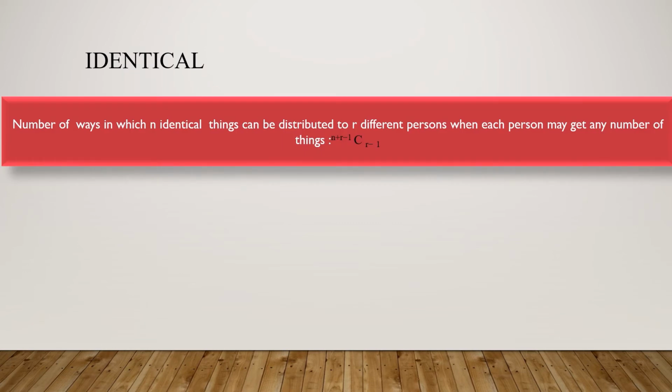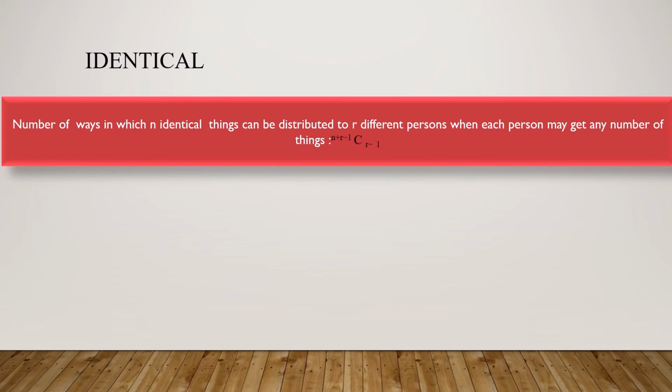The last two examples dealt with problems involving distinct objects. Now we'll see how to approach problems when the things are identical. The number of ways in which n identical things can be distributed to r different persons, when each person may get any number of things, meaning the person may get anywhere from 0 to n, is given by n plus r minus 1 C r minus 1.